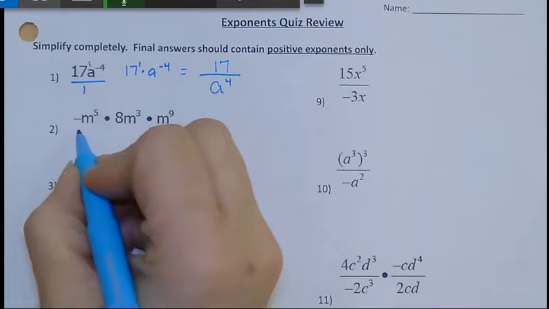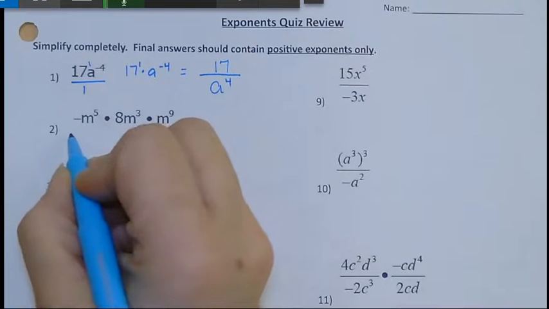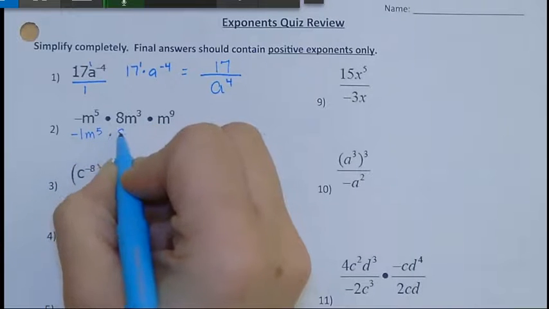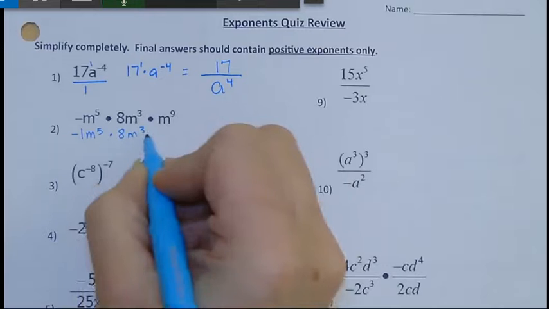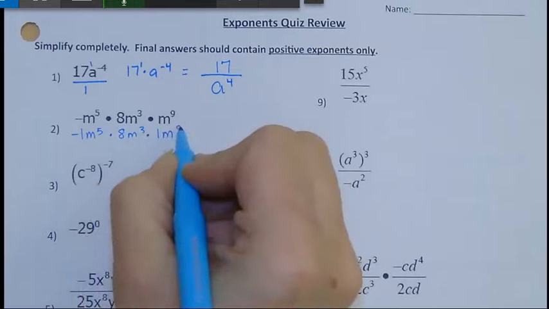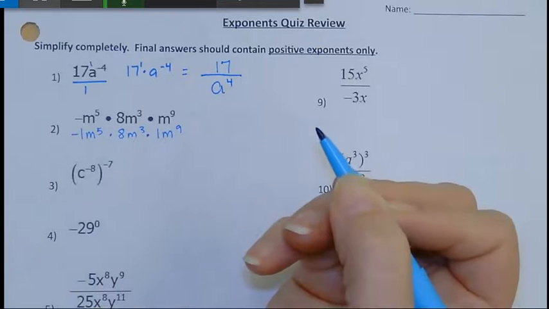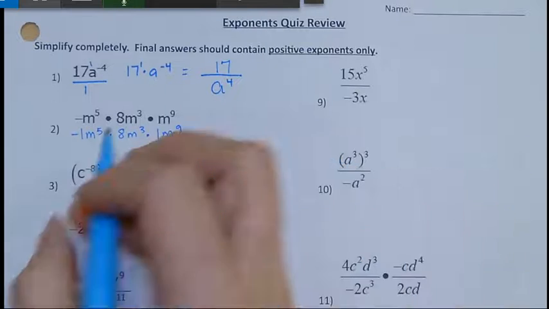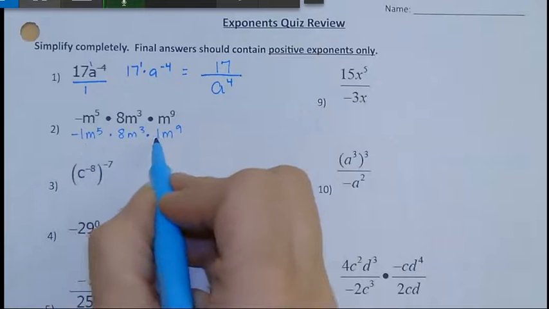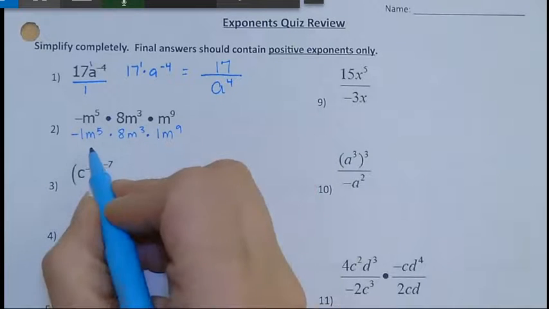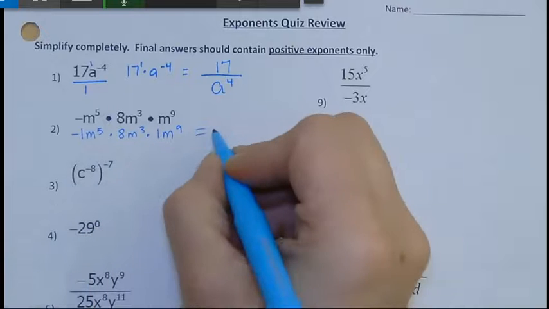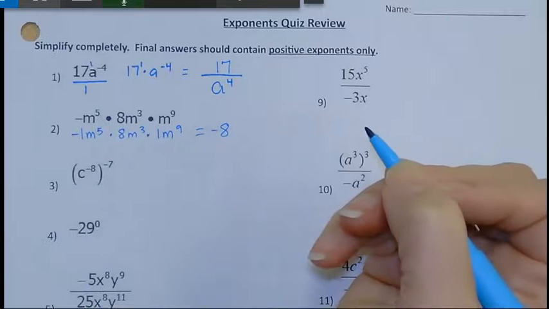On problem 2, I need to remember that this really means negative 1 times m to the 5th times 8 times m to the 3rd times 1 times m to the 9th. So once I establish that I have three coefficients that I'm going to look at, I can multiply negative 1 times 8 times 1. Negative 1 times 8 is negative 8, times 1 again is still negative 8. So my coefficient is negative 8.